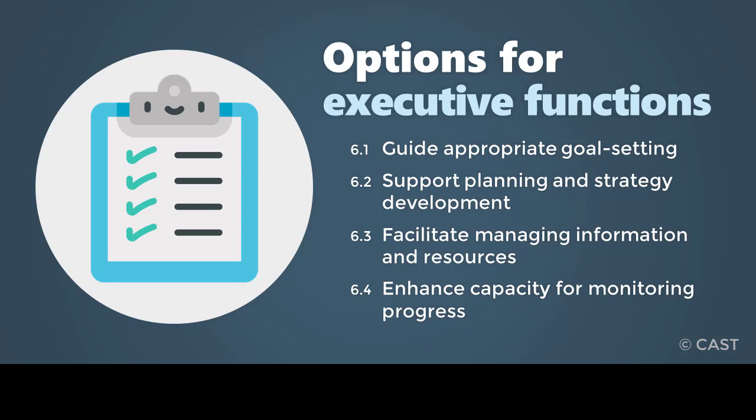Our third strategy is to facilitate managing information and resources. Again, some students, particularly those with disabilities, can have trouble managing that information flow. How can you provide suggestions and guidance to help prevent students from getting overwhelmed by sources and information? Lastly, enhance capacity for monitoring and progress. This is similar to our discussion on self-regulation when we discussed multiple means of engagement. Enhancing the student's capacity for monitoring progress involves providing support and resources that scaffold students to be more autonomous managers of their own learning, perhaps with prompts or samples.